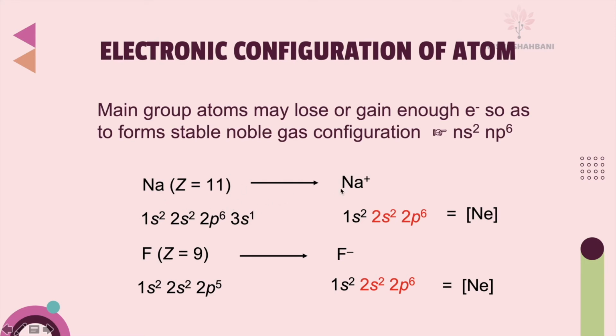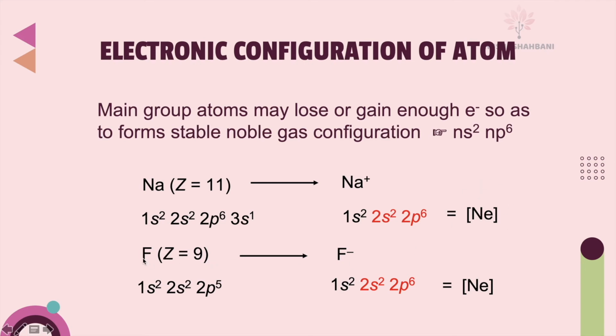So if you have to draw the electronic configuration for Na+, remove one electron. The electron that you remove is the electron at the highest energy level. So it becomes 1s2, 2s2, 2p6. This is the same number of electrons as in the neon atom.